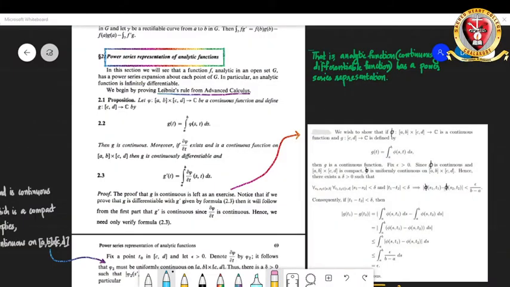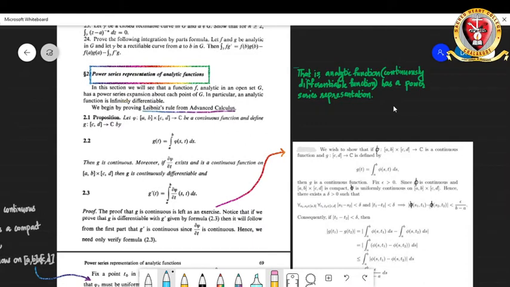Hello. In today's lecture, we are going to familiarize with Leibniz rule from advanced calculus under the section which deals with power series representation of analytic functions. To put it in a better frame of words, in this section we are going to deal with the idea that every analytic function, that is a continuously differentiable function, will have a power series representation.